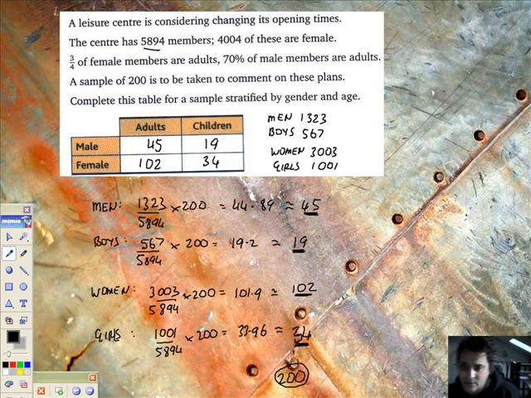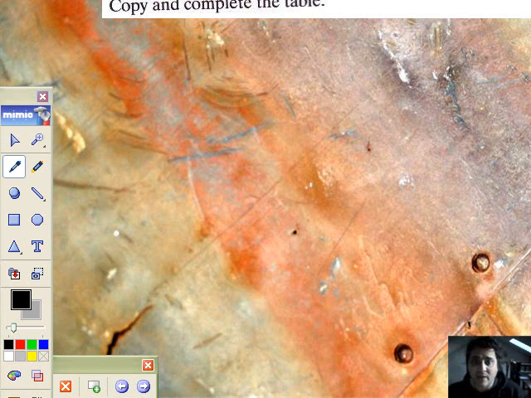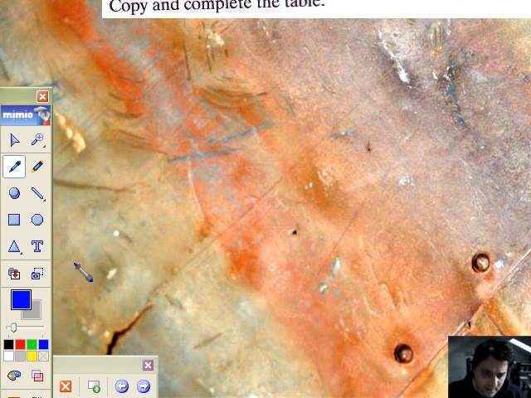All right. And I think I've got time and space for the last question, and it's actually really easy. And there's nothing grade A that I can see about this, although there's a stratified sample there, clearly so. Right, 600 members in a sports club. A stratified sample by age is taken. The table shows the age groupings of the members, and some info has been given to us in the table. We're supposed to copy and complete the table. Alright, so let's go for blue. It's a bit of contrast. And let's just thicken it up a little bit.